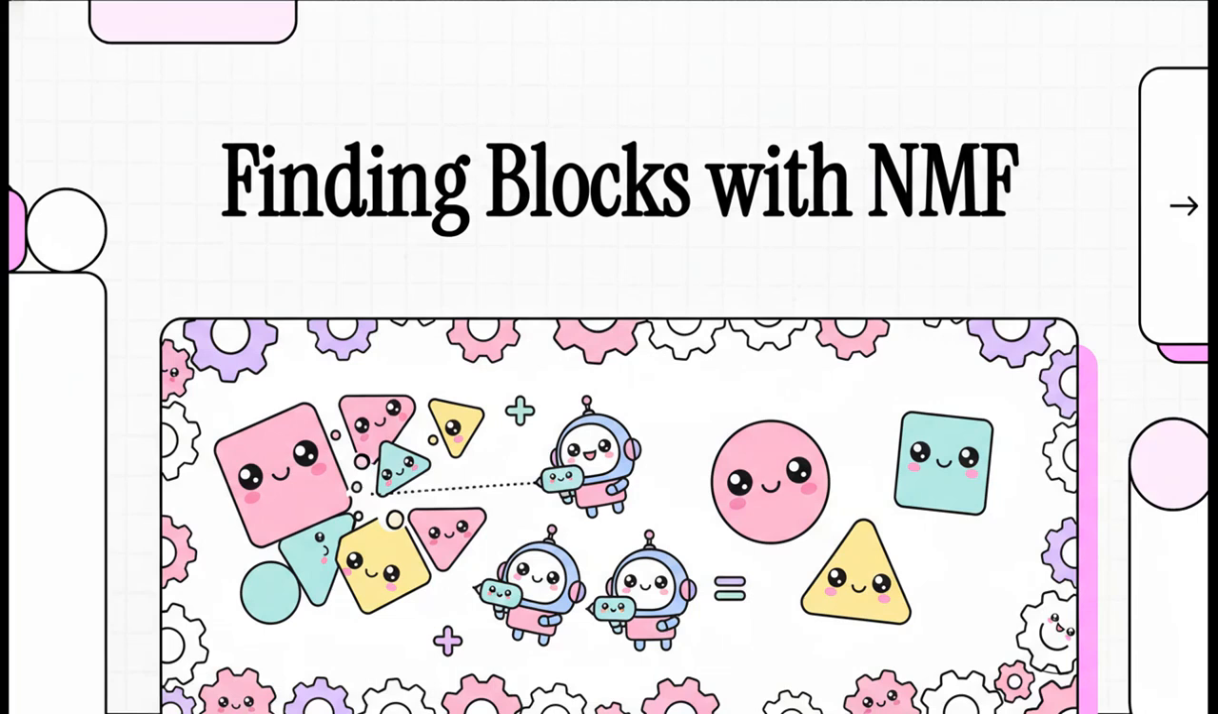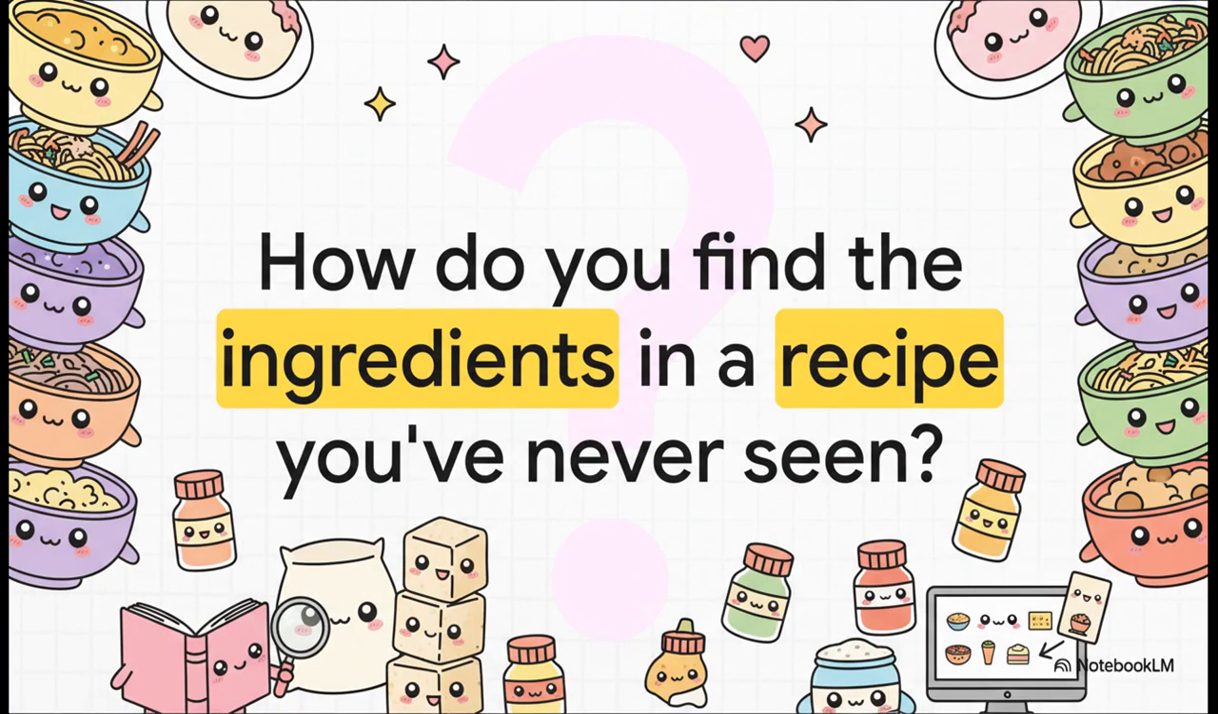Welcome to the Explainer. Today, we're diving into a really powerful algorithm that helps computers find the hidden building blocks inside of all kinds of complex data. It's called non-negative matrix factorization. But let's start with a little puzzle.